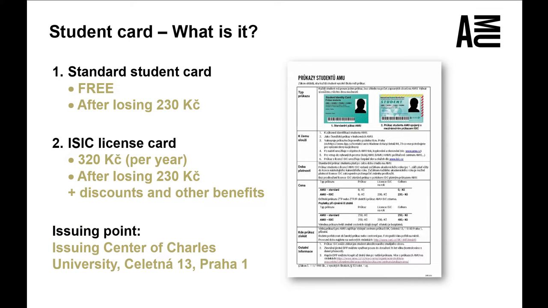The card can be picked up at the Charles University's Issuing Center in Celetna Street, near Staromestske Square. Because it's the Charles University Issuing Center, you have to first say you're from us, that you're from AMU. And then they'll look you up and give you a card. The card is also needed so that you can get into certain parts of your faculty building and the rector's office, and so that you can print. You can't print from our printers without the card.